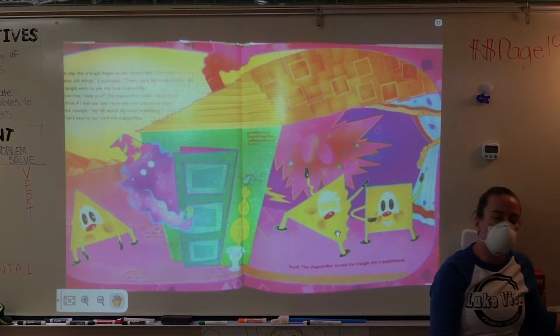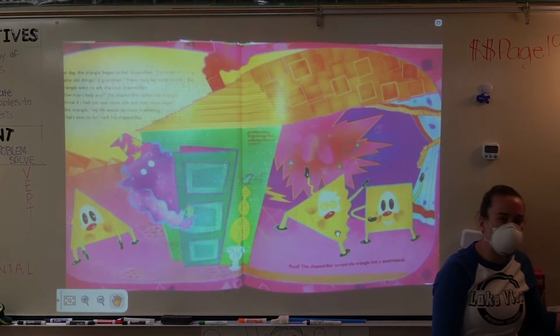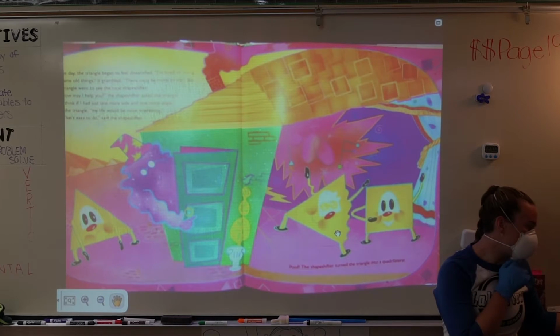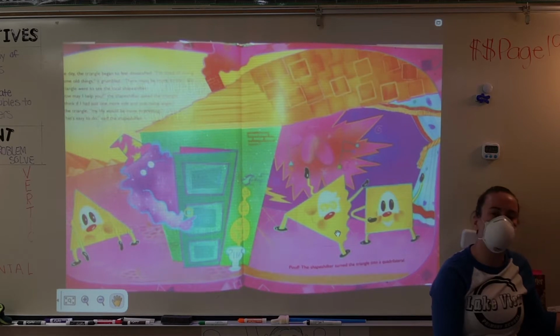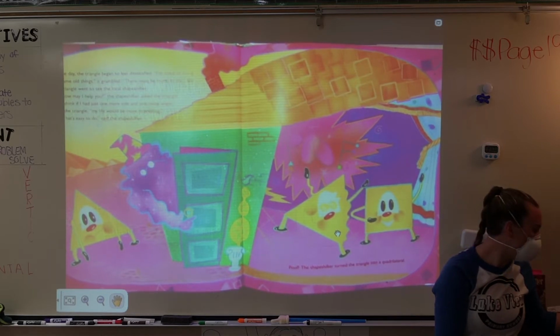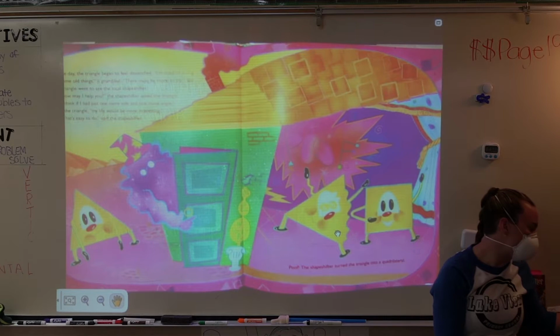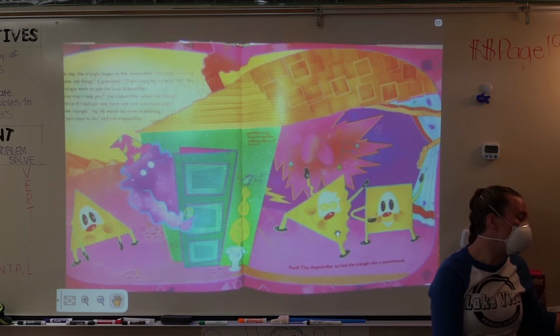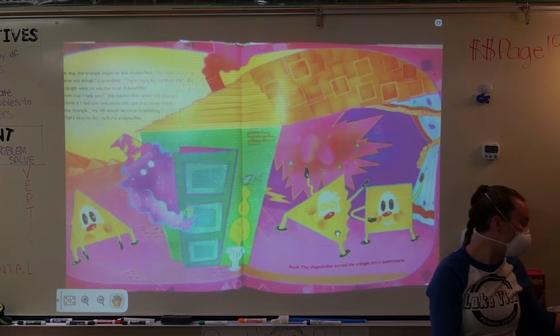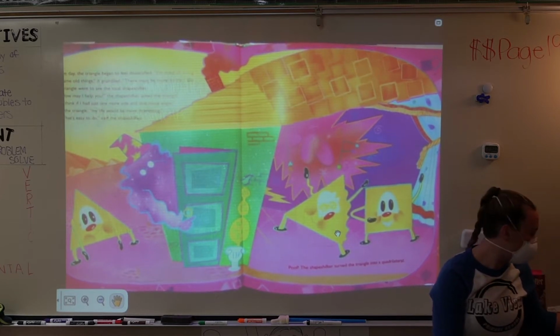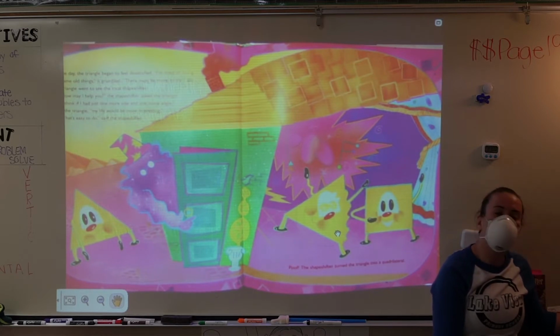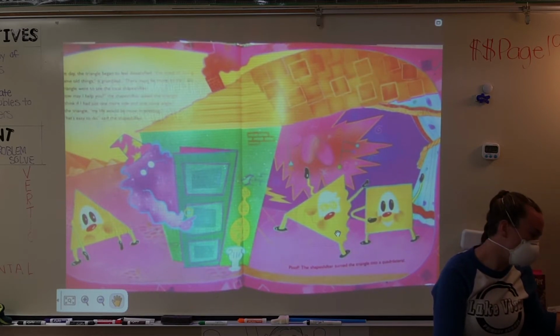One day, the triangle began to feel dissatisfied. I'm tired of doing the same old things, it grumbled. There must be more to life. So the triangle went to see the local shapeshifter. How may I help you? The shapeshifter asked the triangle. I think if I had just one more side and one more angle, said the triangle, my life would be a little more interesting. That's easy to do, said the shapeshifter.